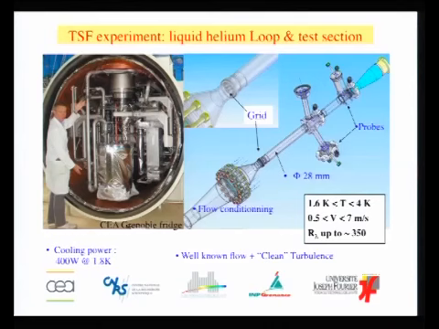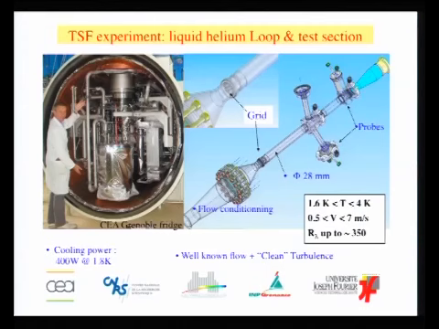And we have a closed loop of liquid helium, which can be both classical or superfluid. The mass flow rate is 700 grams per second, which is the highest ever achieved with the superfluid. And in this loop is inserted the test section in which there's a grid flow.